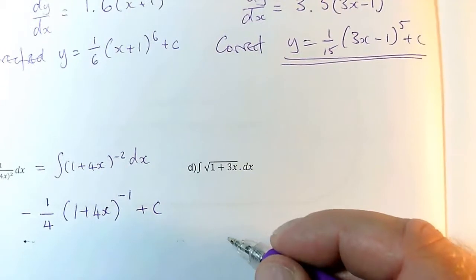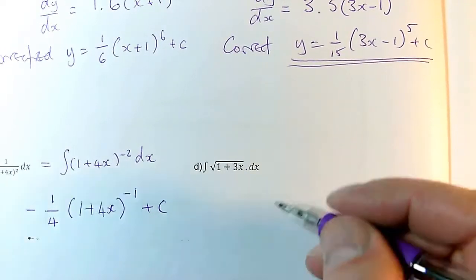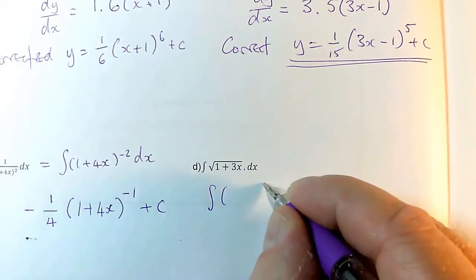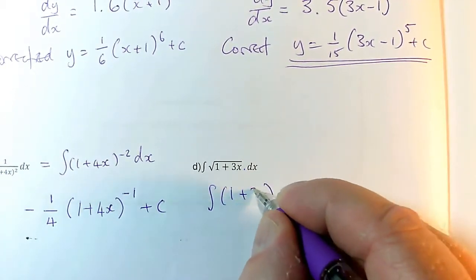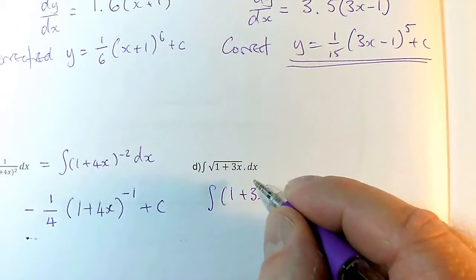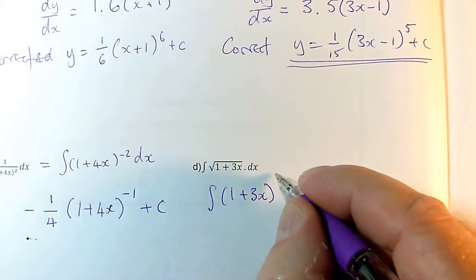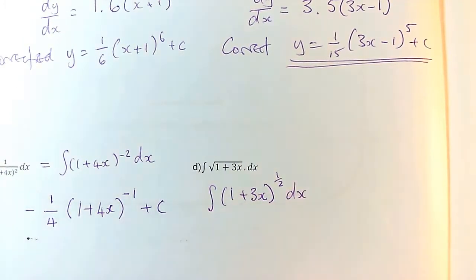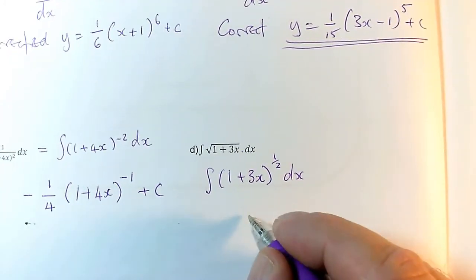Okay, so part D, okay, first thing I need to do is write it as integral of a bracket to a power. So inside the bracket I've got 1 plus 3x, but the power I need to get as square root, of course, is a power of 1/2. I should say dx after it, that's fine. Okay, so what would I expect?